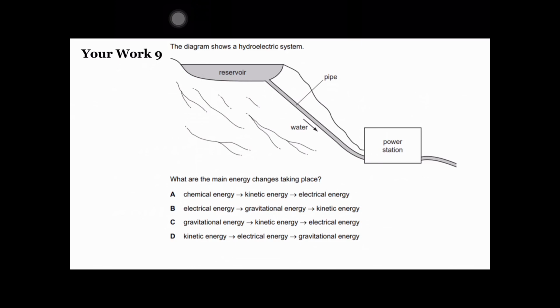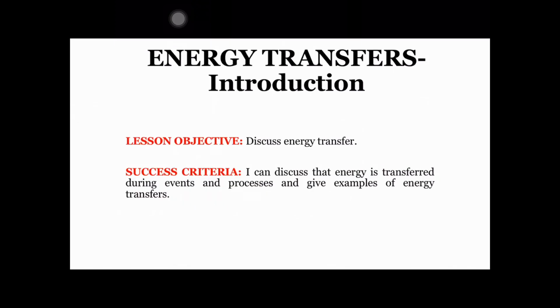It's basically easy. When we go to efficiency and Sankey diagrams, then we're going to discuss energy losses. These examples are in ideal situations where energy is not lost in the system itself. So what have we learned today? We learned that energy is transferred during events and processes, and we gave examples of energy transfers.